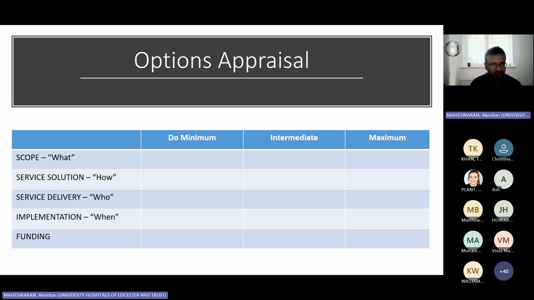How you're going to do it, in this example, is about refurbishing the existing tracks. That is a minimum. Maximum is building a whole new track, and the intermediate is a mixture of the two. So some parts you refurbish, some parts you build new. Okay, so you do minimum, intermediate, maximum.